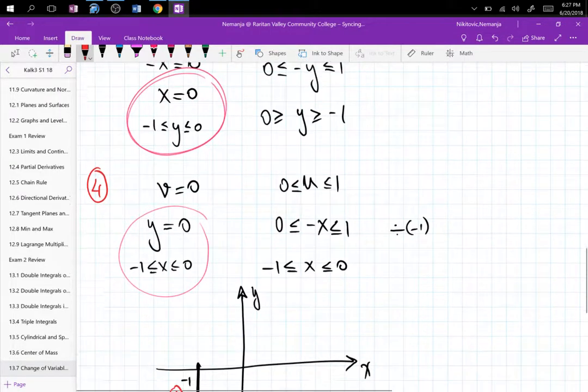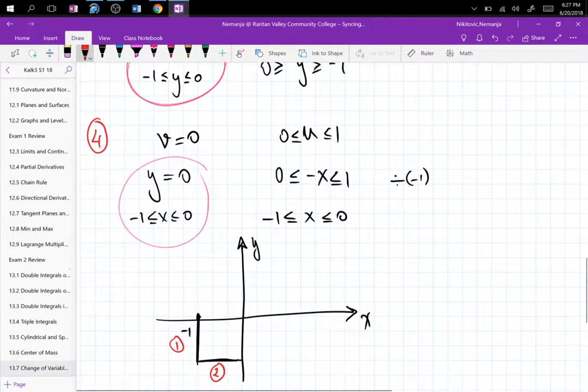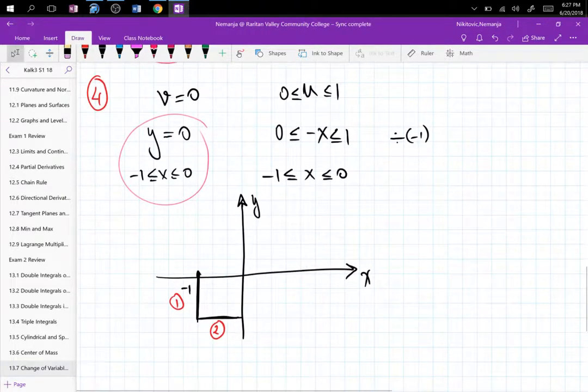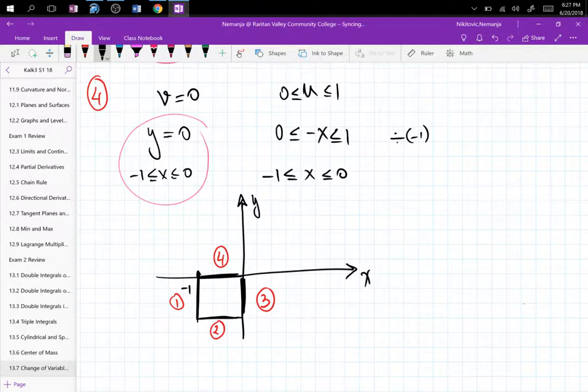Then number 3, x equals 0, and y is from -1. So that will be this piece, x equals 0. So that will be this. So that will be piece 3 and piece 4. We just changed the location of the square with this transformation.